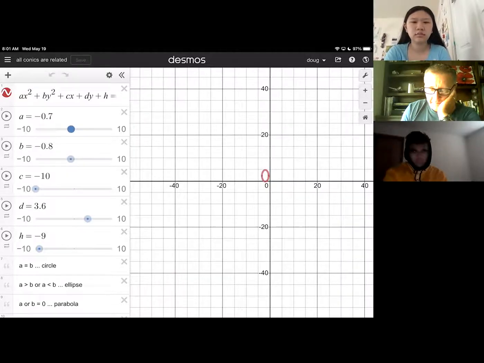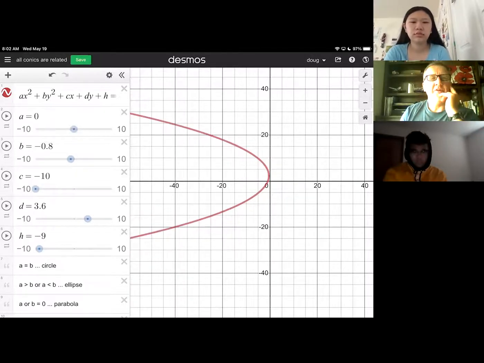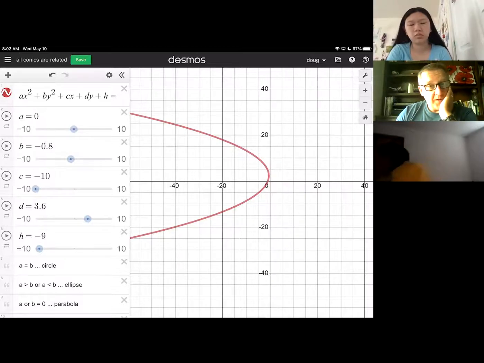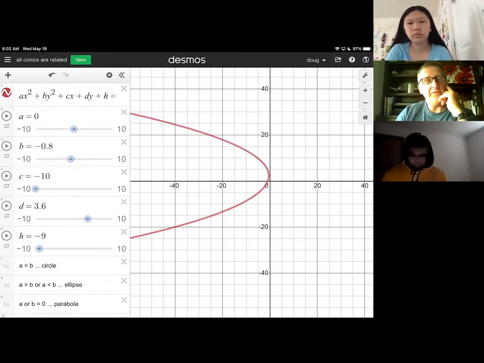But how come I don't get a parabola? Well, I actually do get a parabola right there. Why is that a parabola? I want you to notice what I just dragged. If a is 0, why would that make a parabola? Well, notice that the ax squared term, and the fact that a is 0 took the x squared term away. So now we don't have an x squared and a y squared. We only have a y squared. So we have an x term, cx, but we don't have an x squared term.